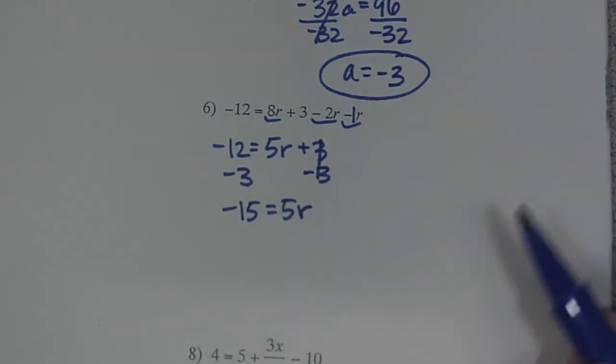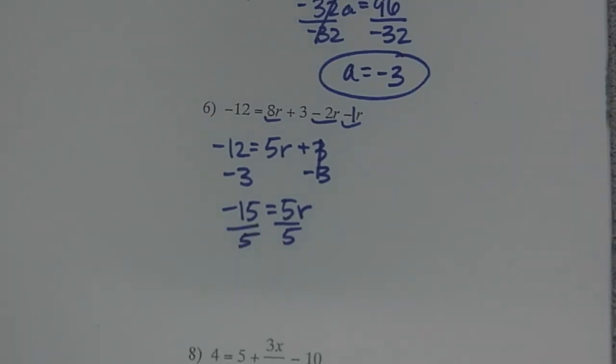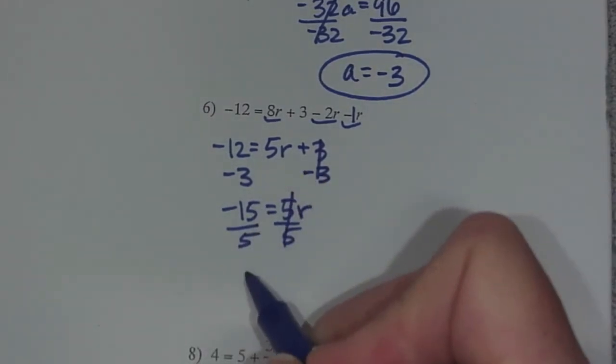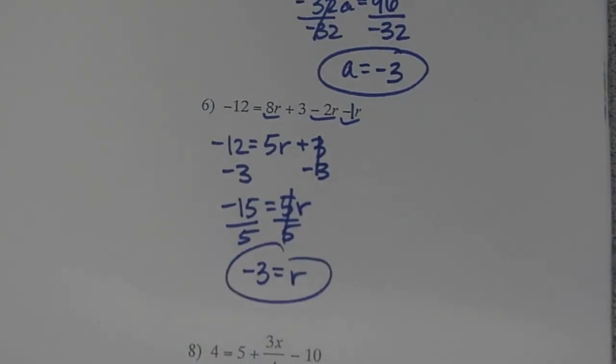And now how are we going to get rid of that 5? Yeah, let's divide it, okay? So divide by 5 on both sides, and we're left with -3 here equals r. And that one's done. Okay, let's look at number 8.